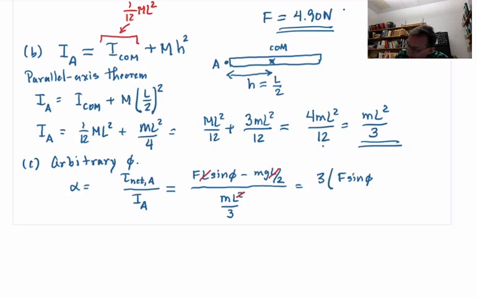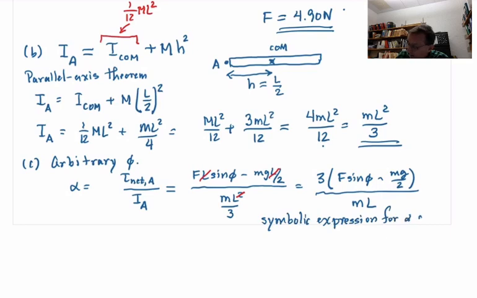F sine phi minus mg over 2, all over ml. That's a nice symbolic expression for alpha as a function of phi, because I'm thinking of phi as a variable now. It can be anything between 0 and 90. Right there, that's a nice little symbolic expression for alpha as a function of phi.